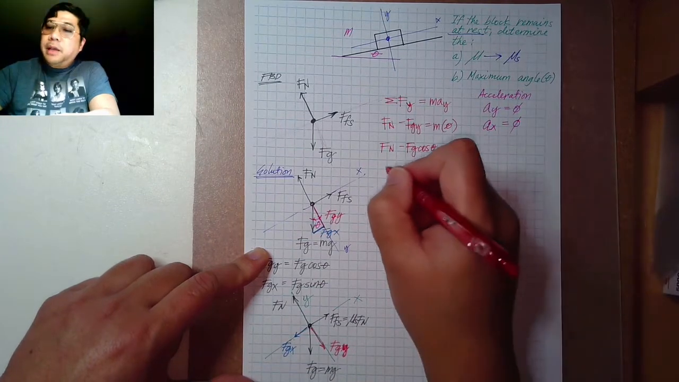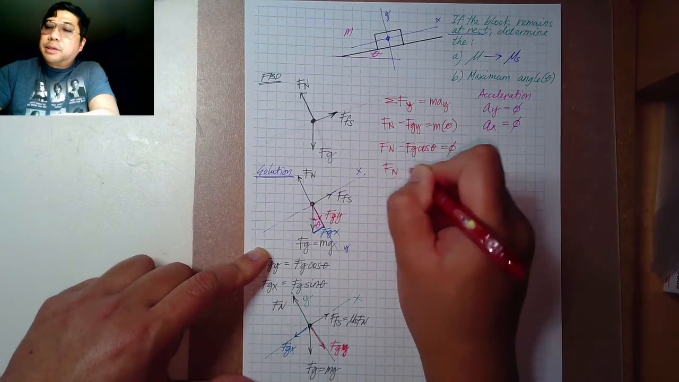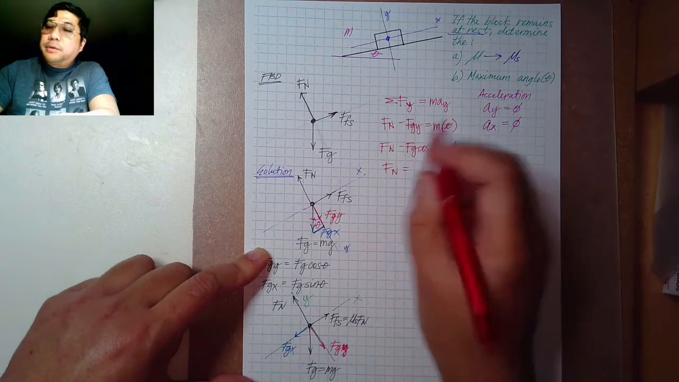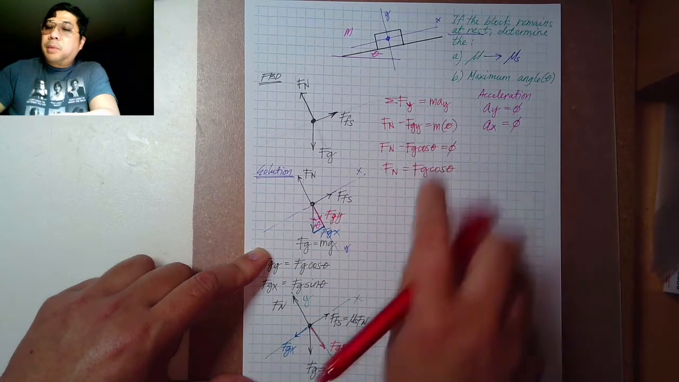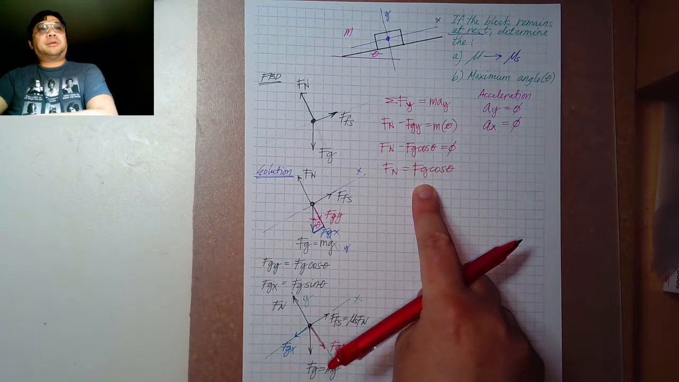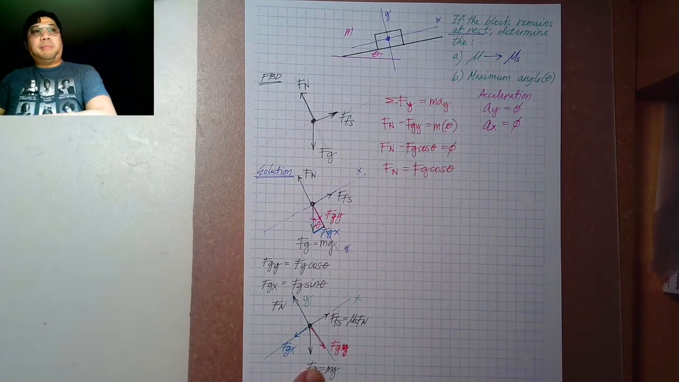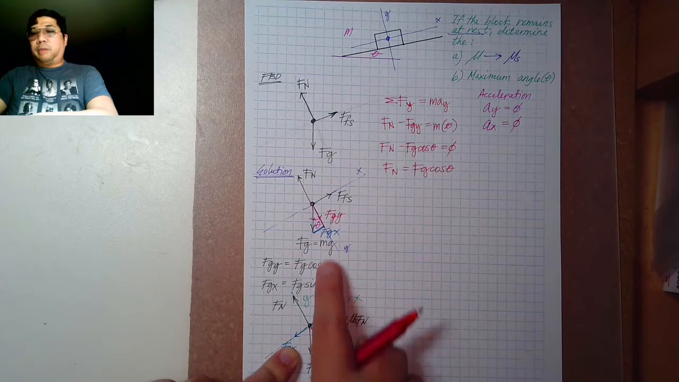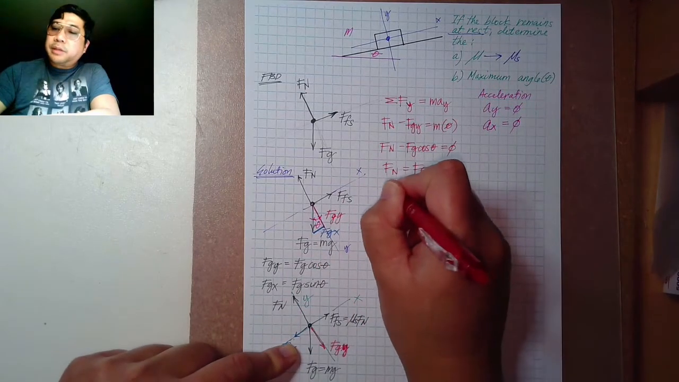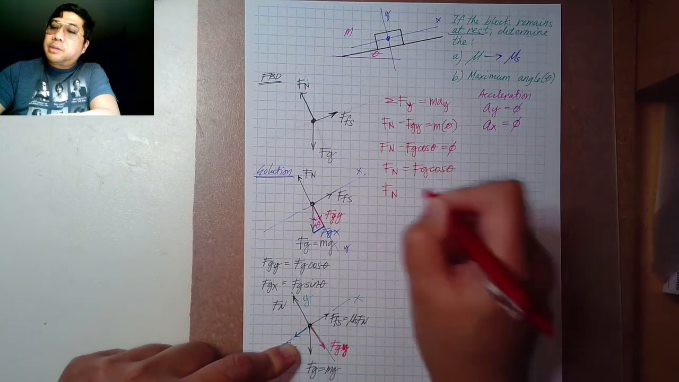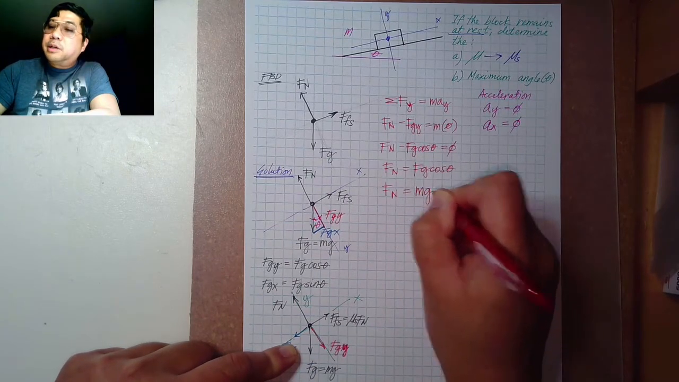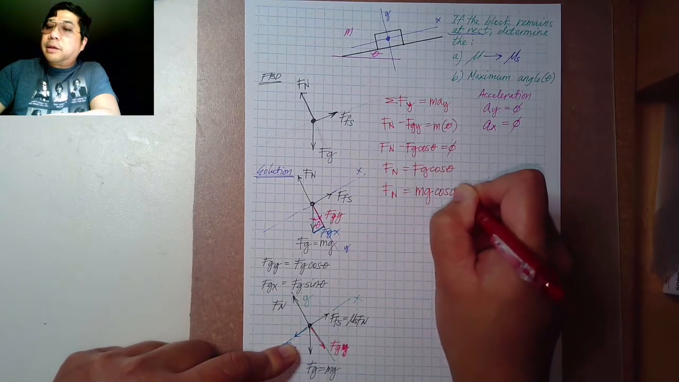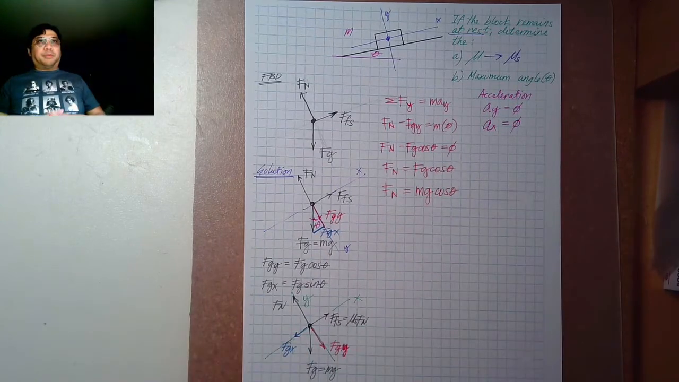Now we can say that your normal force is simply equivalent to Fg cosine theta. But Fg is also mass times g, or mg. So we can change this Fn and express our answer in terms of mass multiplied by g cosine theta. So that will be our normal force.